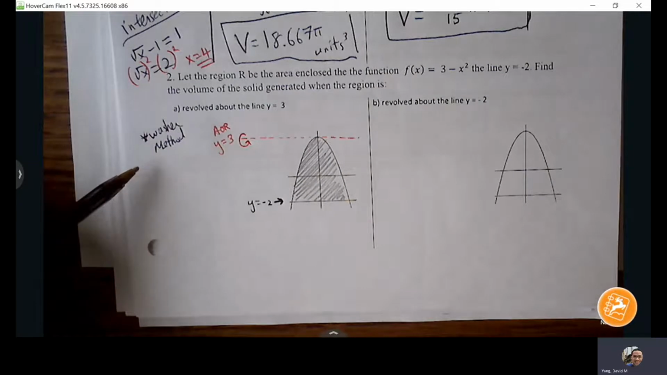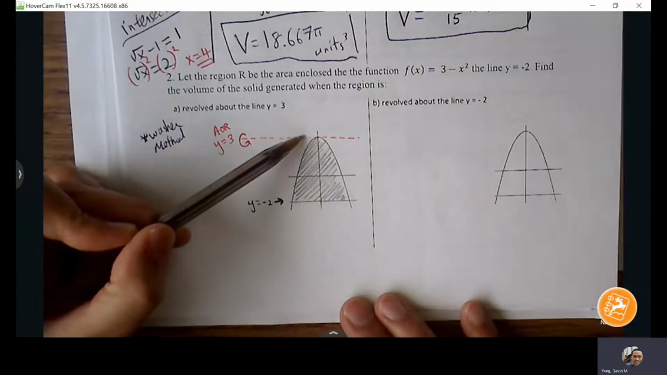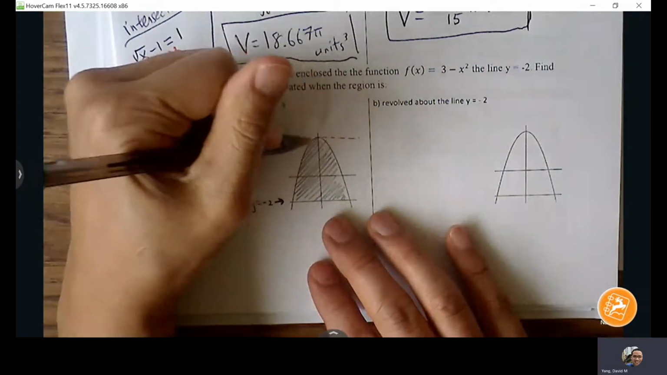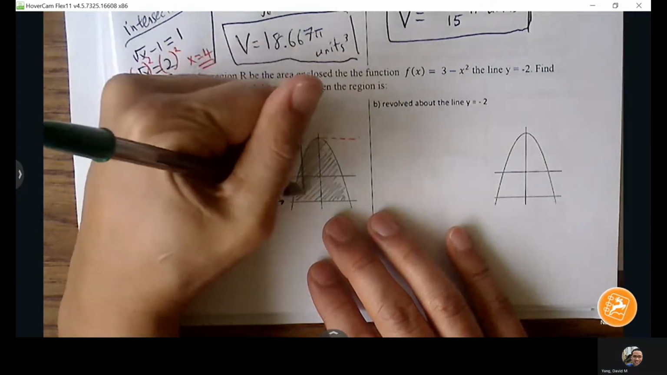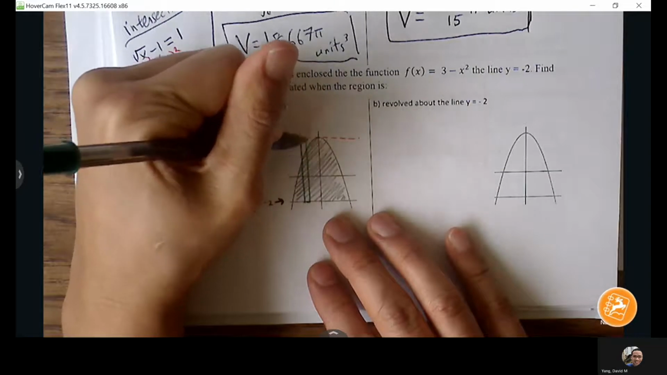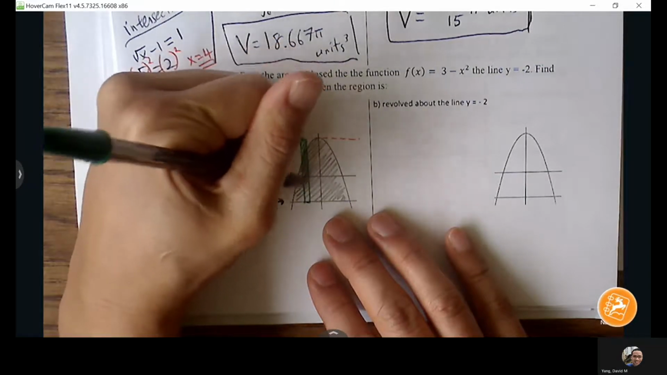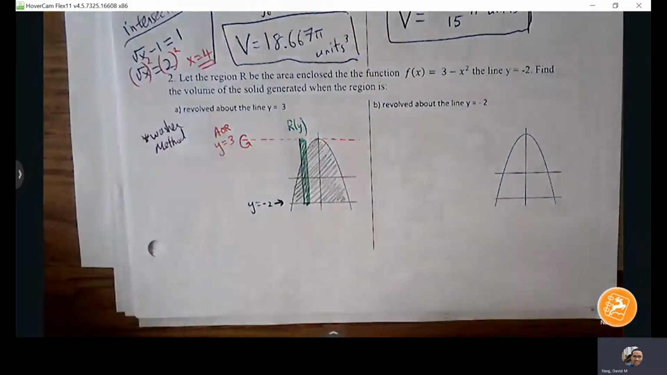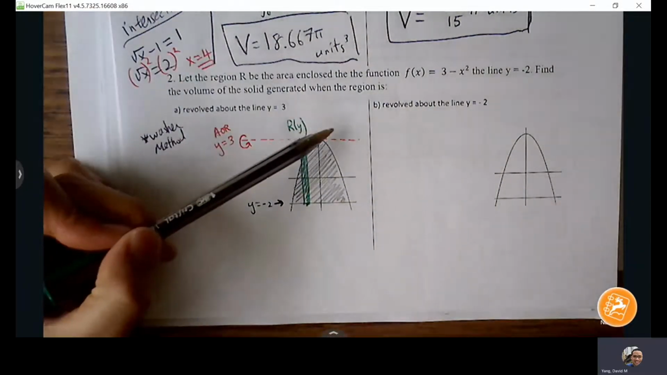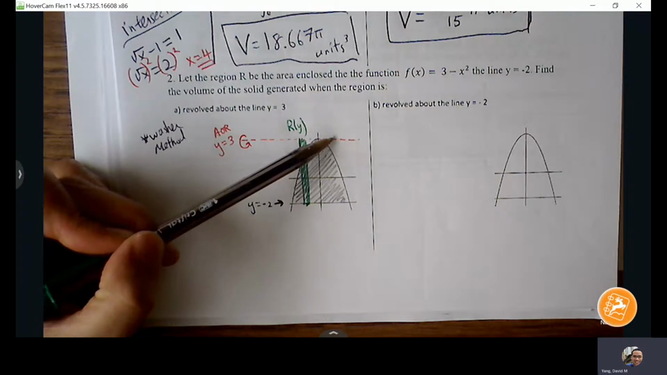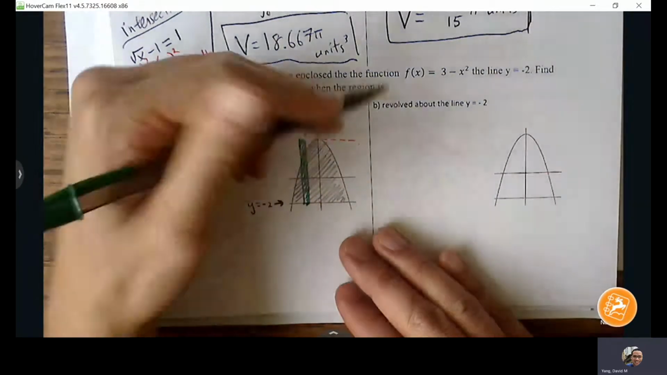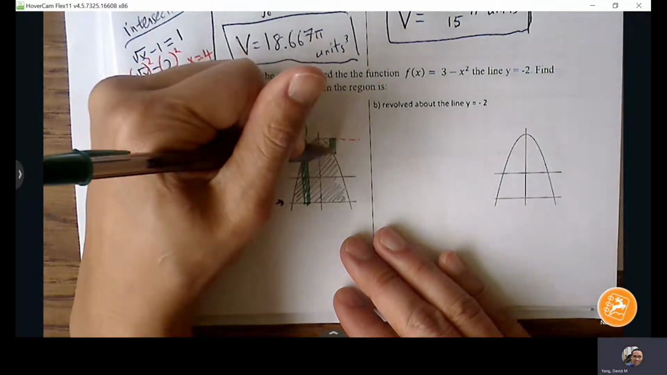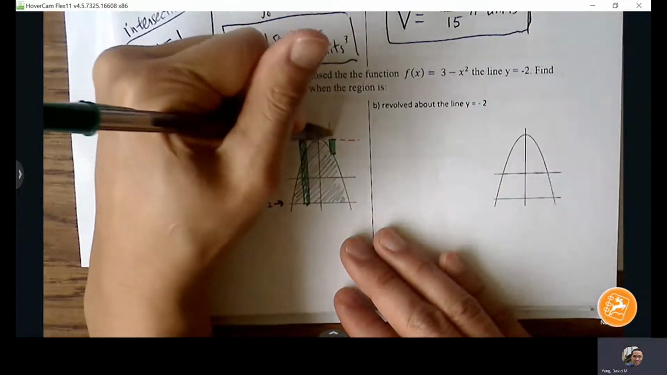We have to draw two radii. One radius will extend from the dotted line all the way to the furthest boundary of the shaded region. That's big R. Little radius will extend from the dotted line, the axis of revolution, to the closer boundary. And that's little r.